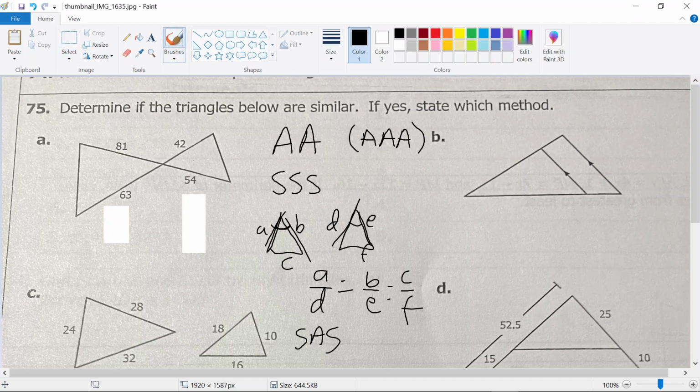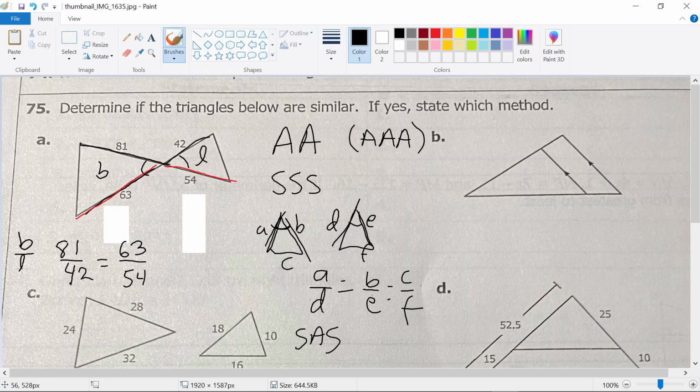So I look at these triangles in A, and of course I have a vertical angle, so those angles are equal. Now let me see if the ratio of this side to this side equals the ratio of, I'll put these in red, this side to this side. 81 over 42, that's a ratio, equals 63 to 54. You've got to be consistent. I'll call this the big triangle and this the little triangle, so it's really the ratio of big to little.